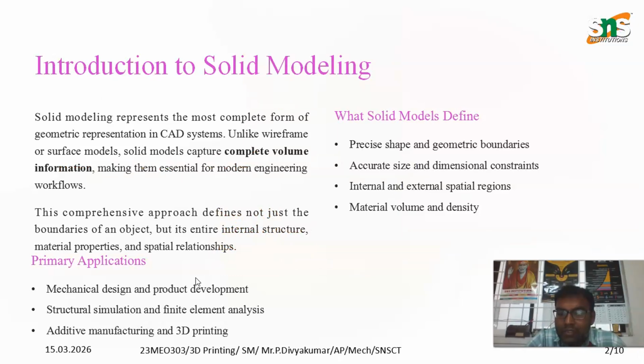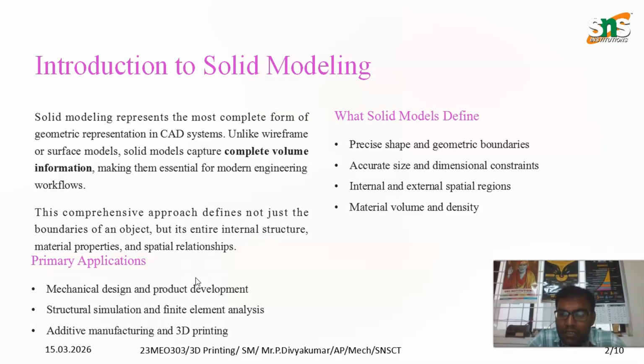In previous topics, we saw wireframe modeling and surface modeling, but both of them have limitations. They do not fully define the object. To manufacture a real object using 3D printing, we need a complete model that includes shape, size, volume, material details, etc. This is where solid modeling comes into the picture.